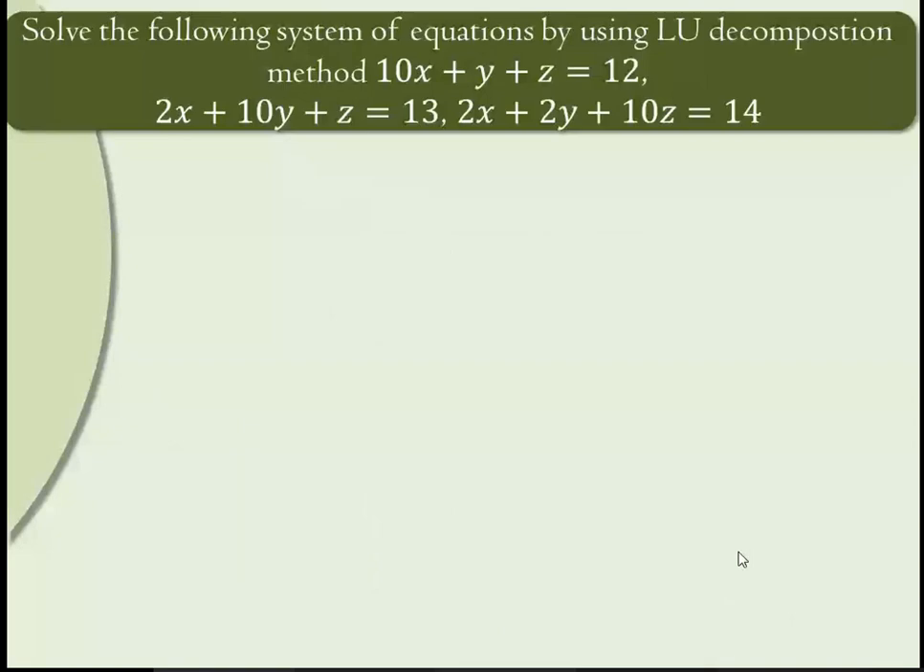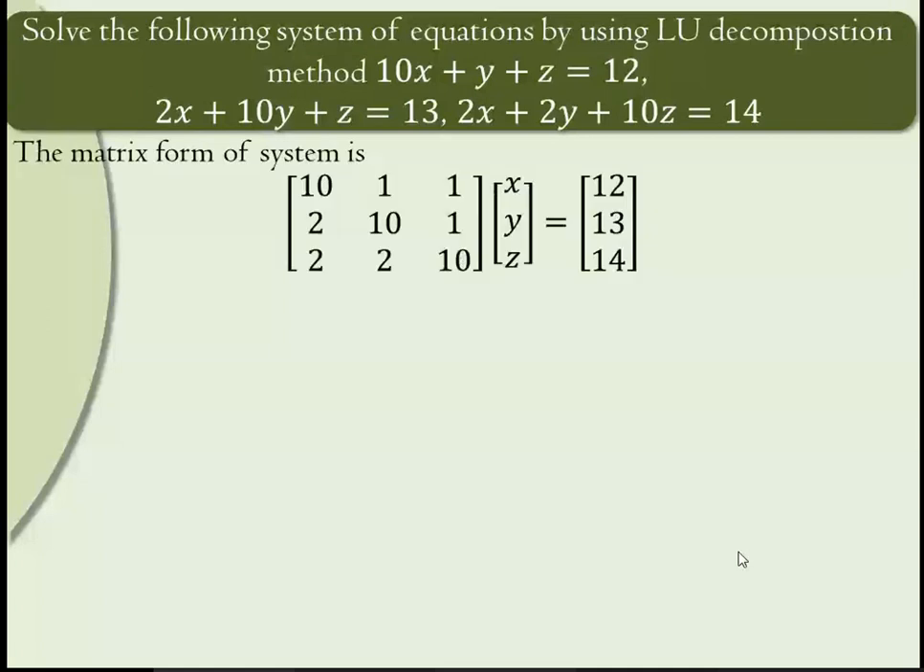Okay, consider the last problem. Solve the following system of equations by using LU decomposition method. 10x plus y plus z equal to 12. 2x plus 10y plus z equal to 13. 2x plus 2y plus 10z equal to 14. Firstly, write down the matrix form. Coefficients of x in first column, coefficients of y in second column, coefficients of z in third column. Unknown terms in one column, and all constant terms 12, 13, 14 in one column. This is matrix B, AX equal to B.